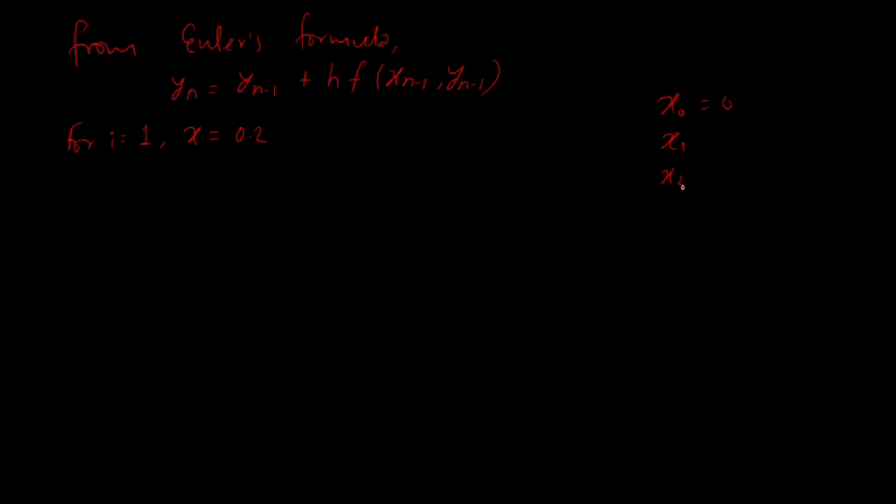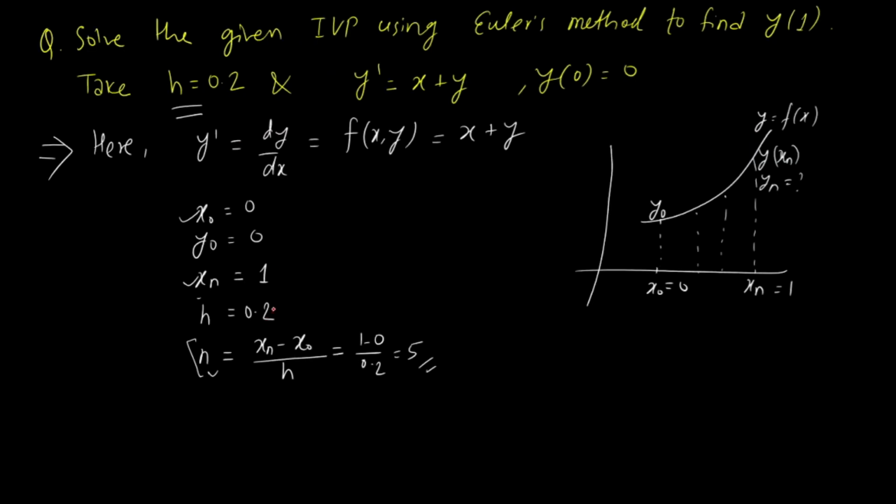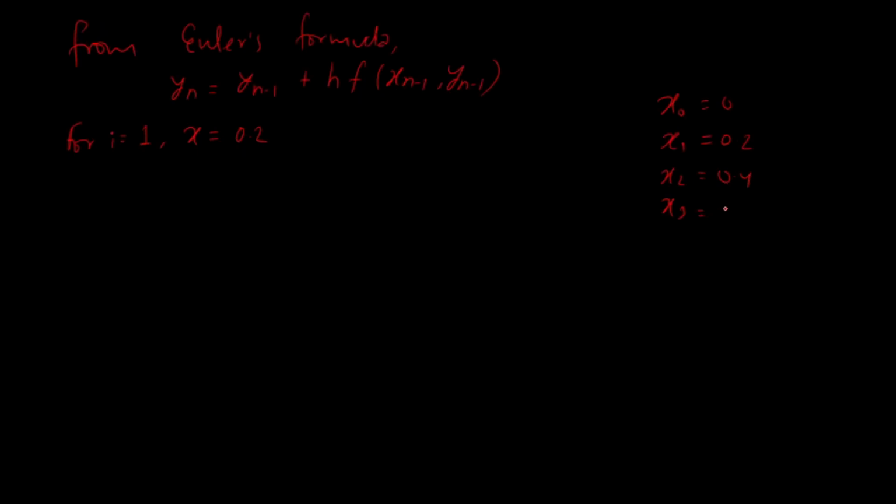From Euler's formula, we have yn equals yn minus 1 plus h f(xn minus 1, yn minus 1). Then for i equals 1, x will be 0.2, because initially x naught was 0. We have to go for x1, x2, x3 and so on. Each time x will be incremented by 0.2, because h is 0.2 as given by the question. Next will be 0.4, next x will be 0.6, next x will be 0.8, and next x will be 1.0. Okay, so how many iterations do we have to go? Definitely we have to go for 5 iterations.